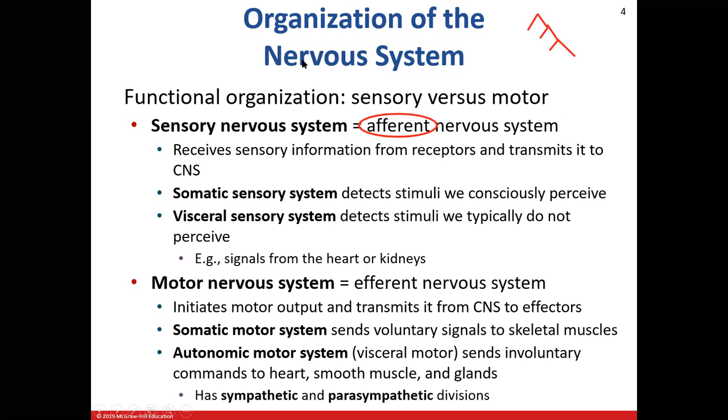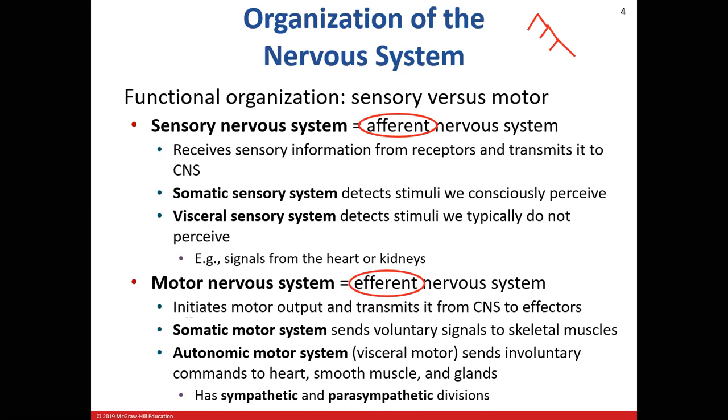Now, if we go down the other side of this chart and we get into the motor nervous system, we're going down this side. This is the efferent system. Again, we've talked about this before as well. Efferent refers to motor. So with the motor nervous system, this initiates the motor output and it actually transmits it from the CNS towards the effectors. So the motor signal starts in the brain, goes down the spinal cord, and then out into the rest of the body in order to initiate some sort of response.